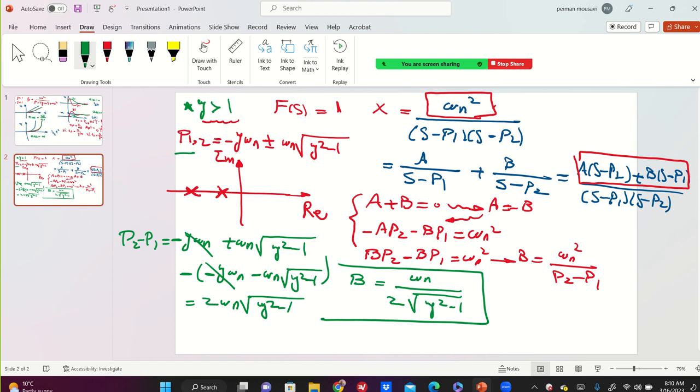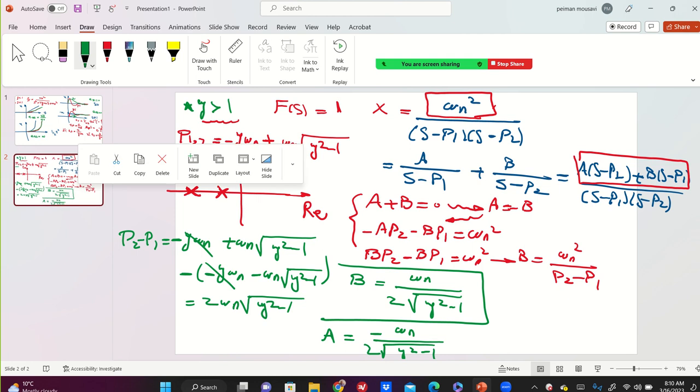Okay, guys? And you get A as minus B, which is minus omega n over 2 square root of zeta squared minus 1. So, can I go to the next page? Everybody? Yes?